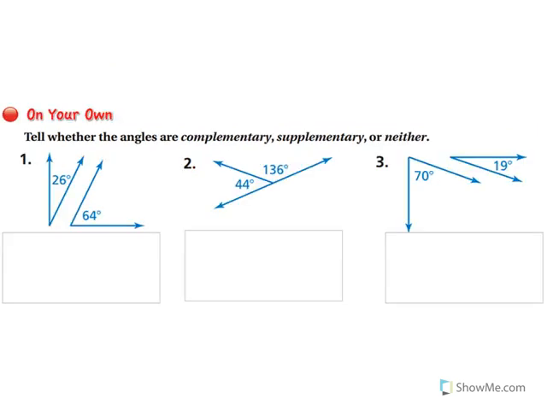I want you to go ahead and take a moment and answer 1, 2, and 3. Okay? You can go ahead and do that right now. All right, let's see how you did. So the directions here tell you, again, to find out if the pair of angles are complementary, supplementary, or neither. So for number 1, we have 26 plus 64. And when you add these together, they equal 90 degrees. So these are complementary.